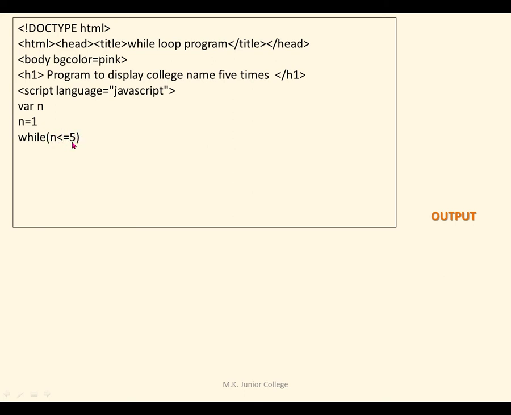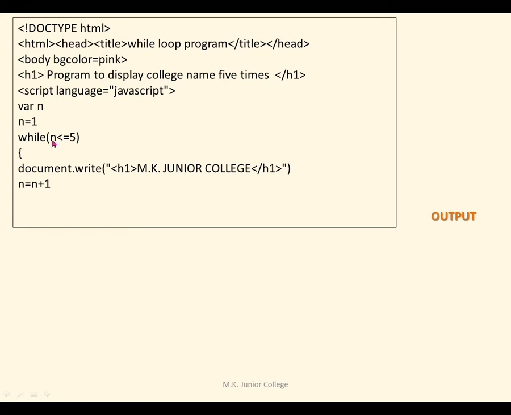The initial value of n is 1, so the condition becomes 1 is less than or equal to 5, because I want to run my loop 5 times, so I am checking till 5. The answer is yes. So you give a block starting with the curly bracket, document.write with the name of my college in h1, and a statement that increases or decreases your counter.